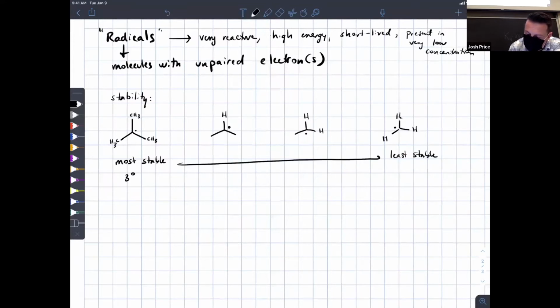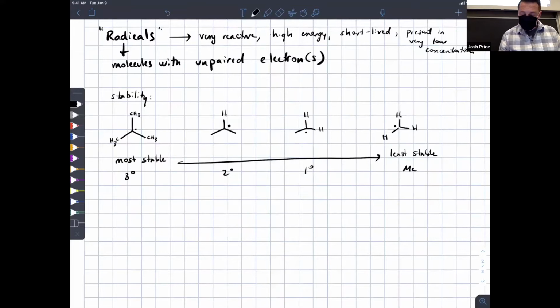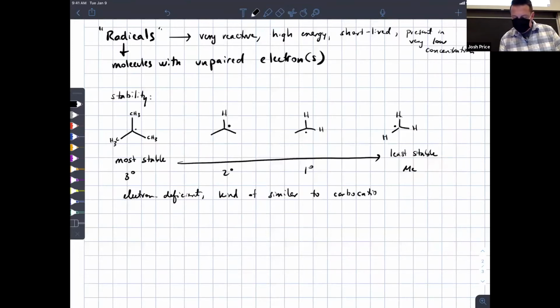So radical stability tracks with what we learned about carbocation stability. You can think of radicals as being electron deficient. They're kind of similar to carbocations, and therefore the things that stabilize carbocations, like resonance or hyperconjugation, should also stabilize radicals.